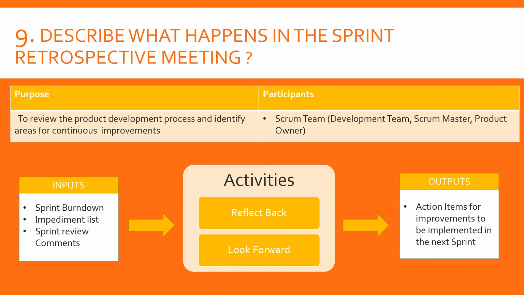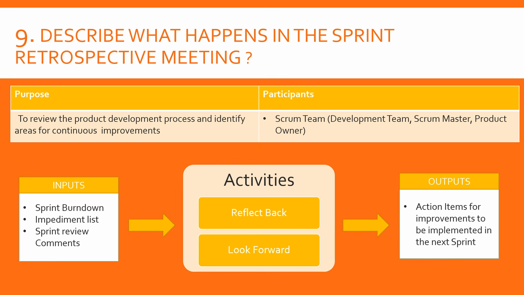So this is the last major event in the Scrum methodology, which is sprint retrospective meeting. So here basically the participants are the Scrum team themselves, the development team, the Scrum Master, product owner. The main agenda is to identify how we can make the product development process better, simple. So they look at all the impediment list. That's the main thing, so that they can be prepared in the next sprint, and also the review comments which were provided by the stakeholders in the review meeting.